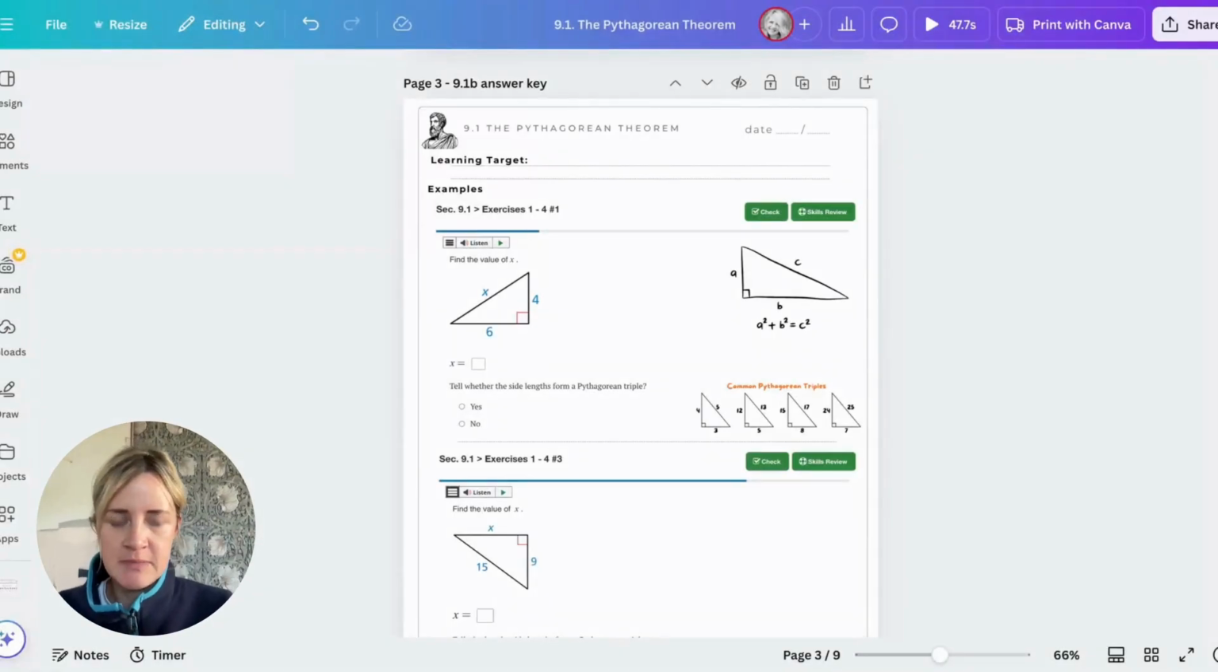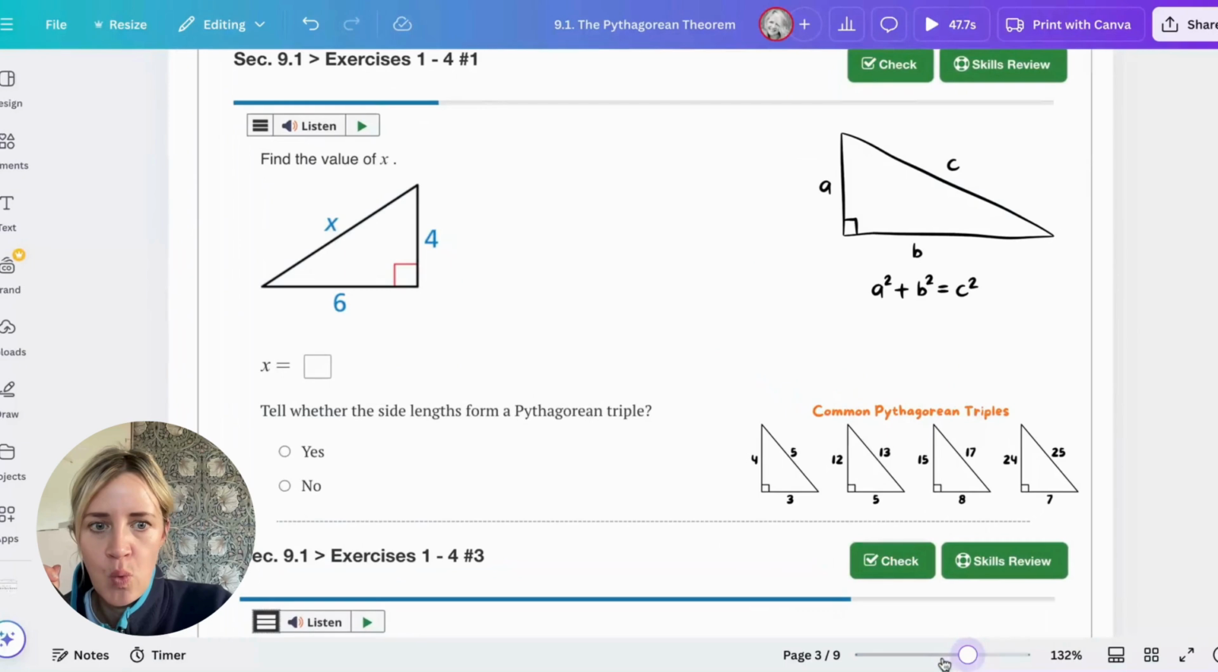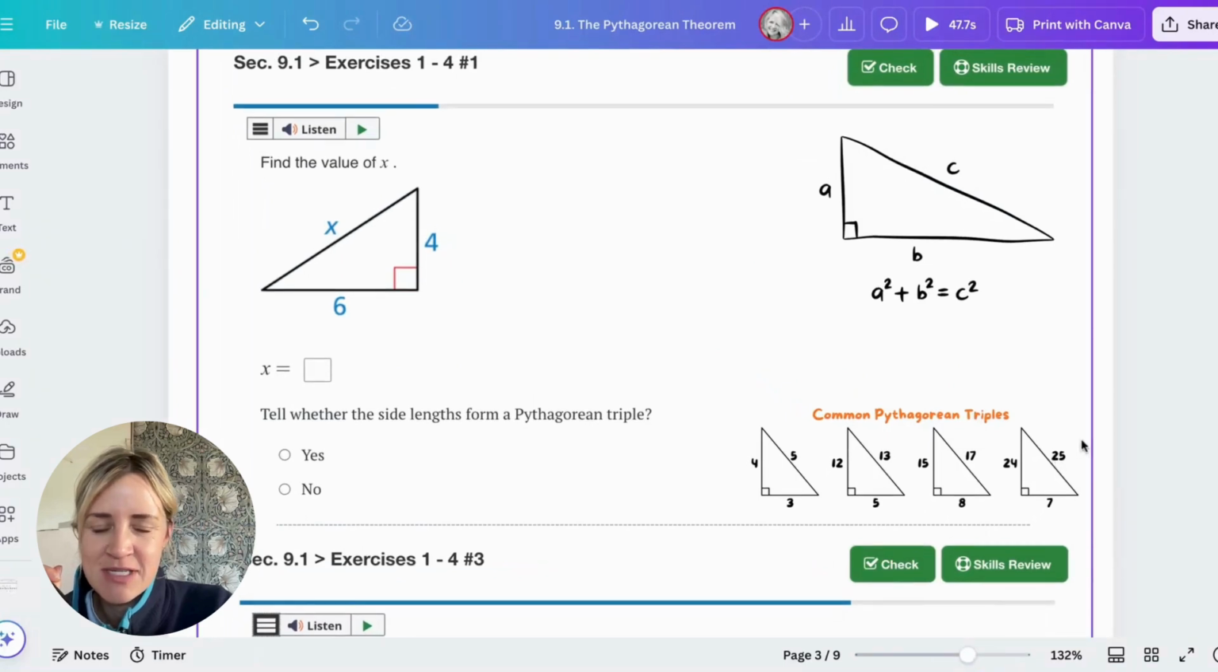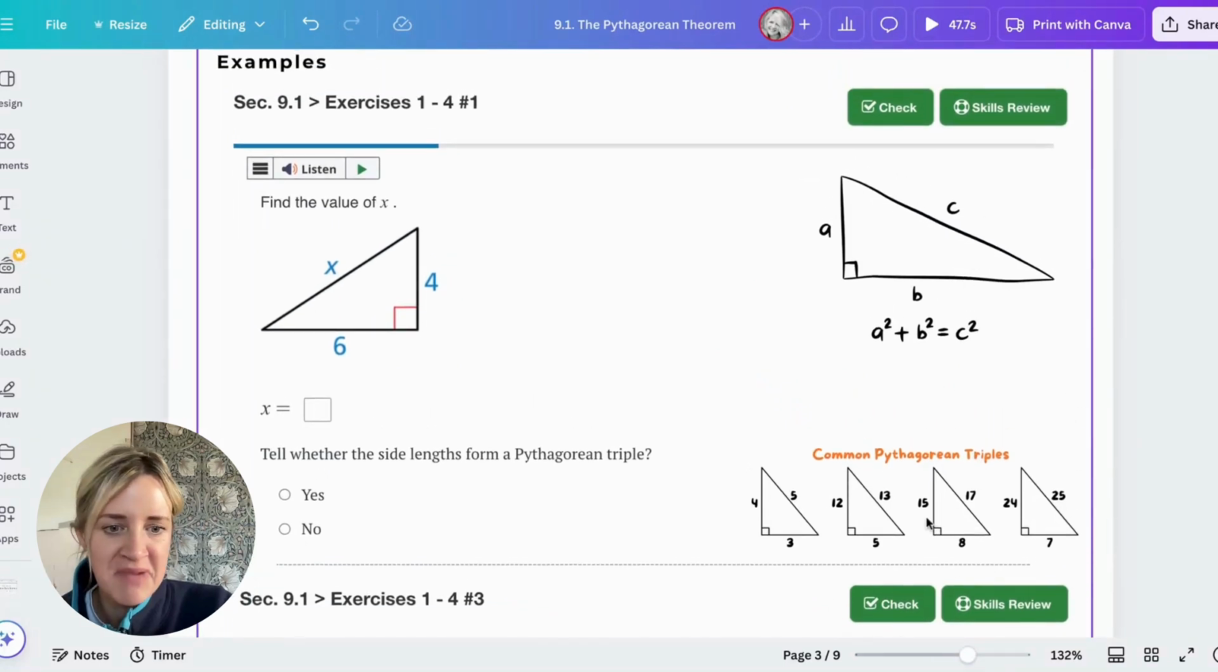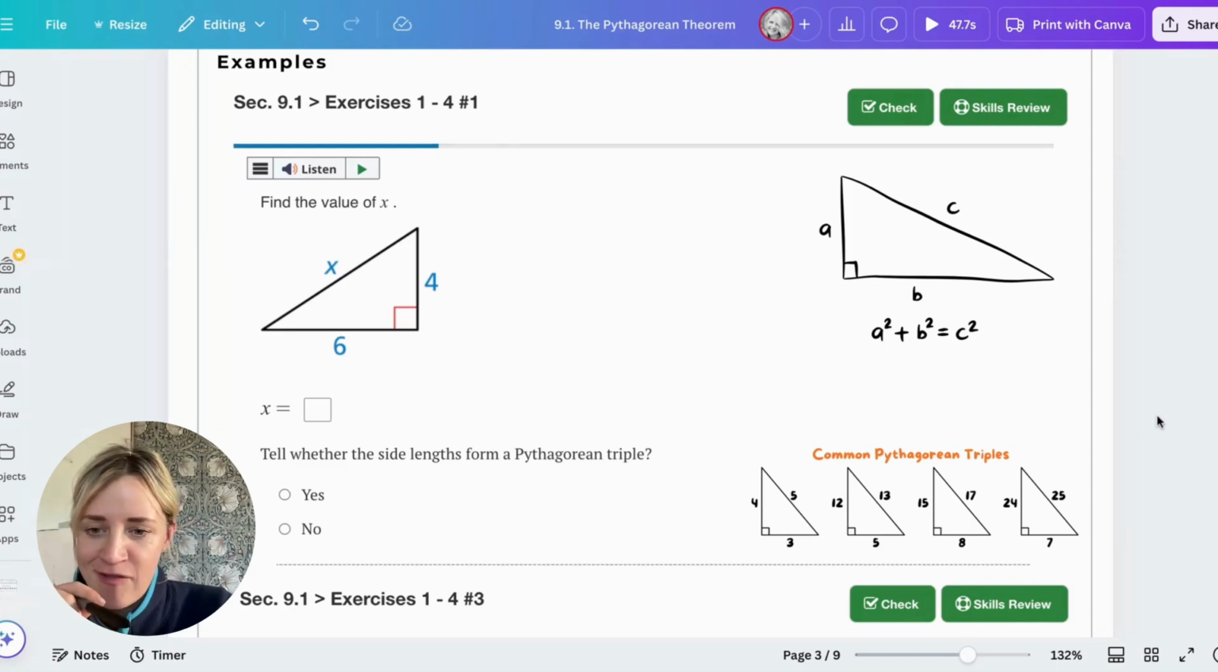Example problems, if you haven't already clicked on them. And so this is 9.1 exercise number 1. Zooming in. Nice thing about these note-taking templates, I even put the formulas in and some common Pythagorean triples there for you.